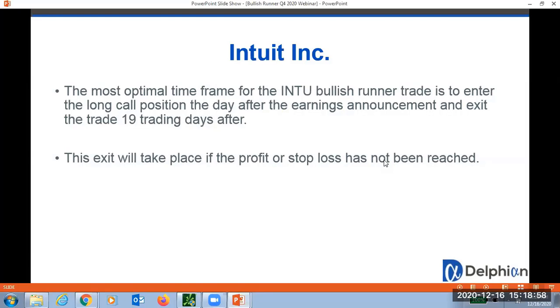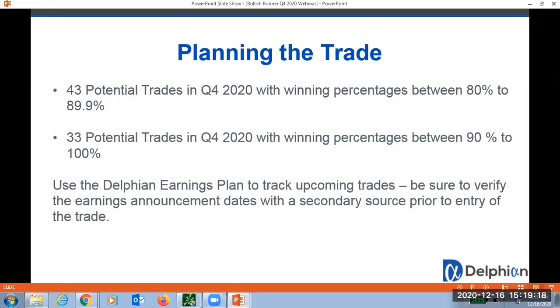The most optimal time frame for the Intuit Bullish Runner trade is to enter the position the day after the earnings and get out 19 trading days later. Again, get out 19 trading days if you're still holding it. If you hold 20 days, the results could be quite a bit different based on that past analysis. So always look at that.